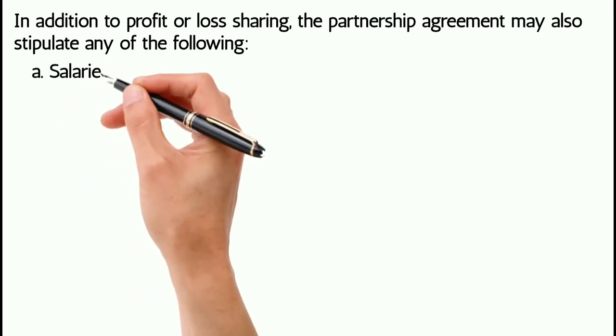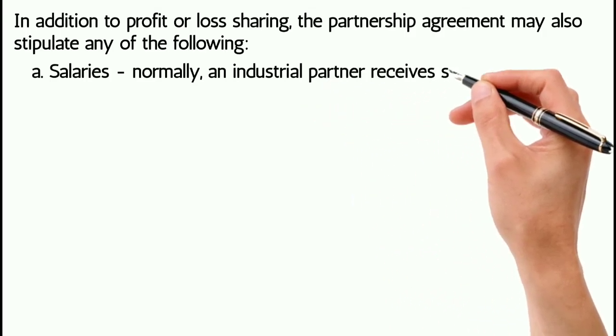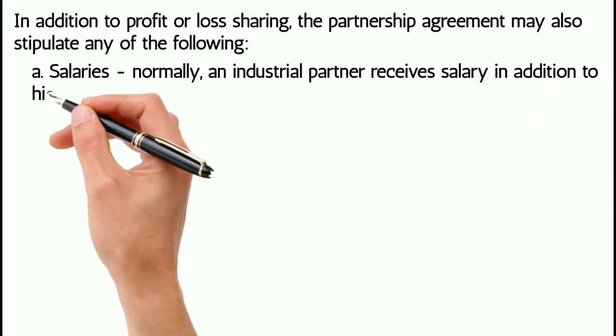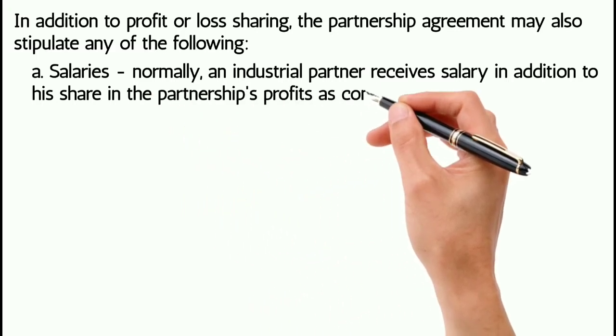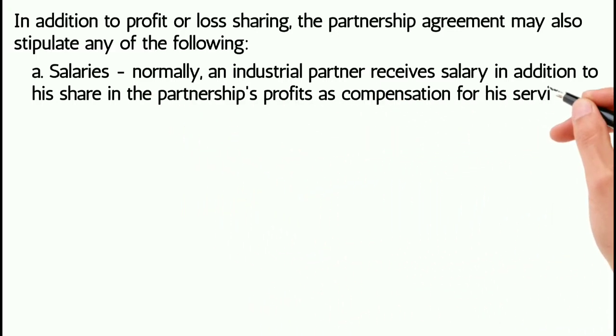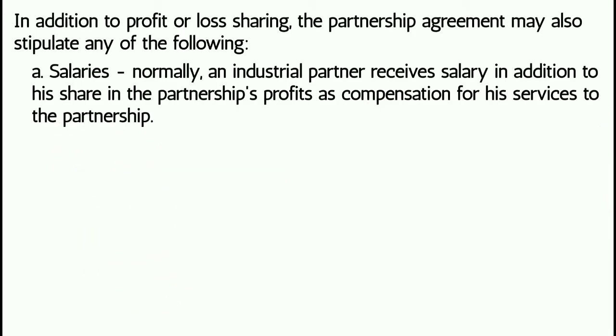First, salaries. Normally, an industrial partner receives salary in addition to his share in the partnership's profits as compensation for his services to the partnership. Take note, a partner is entitled to salaries whether the partnership earns a profit or the partnership incurs a loss.